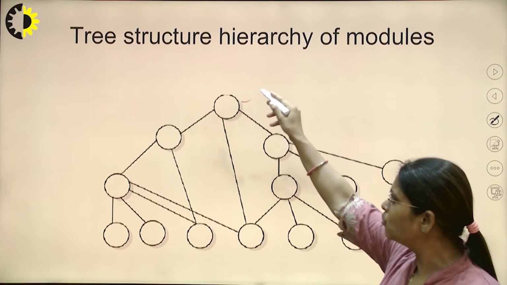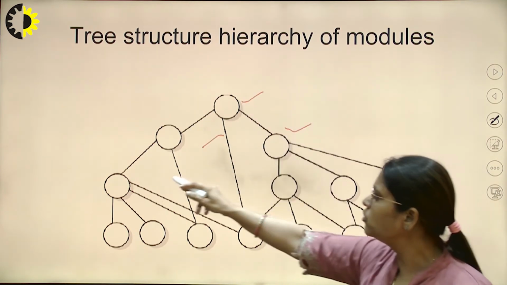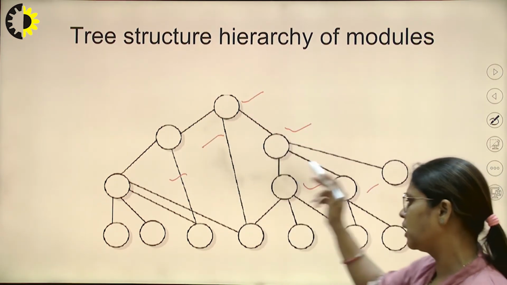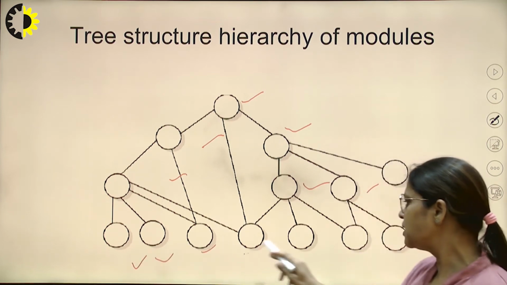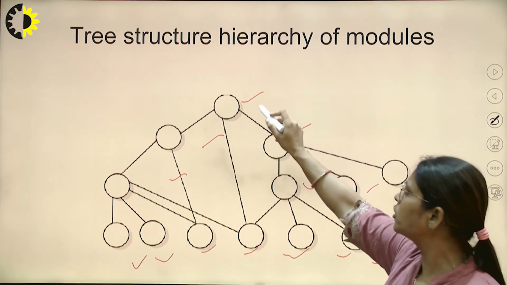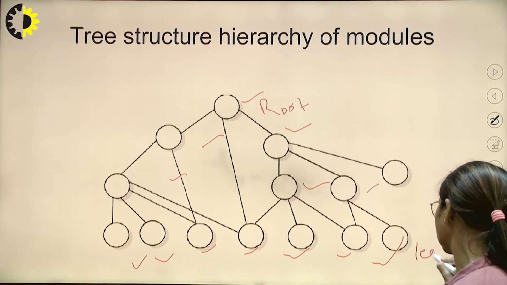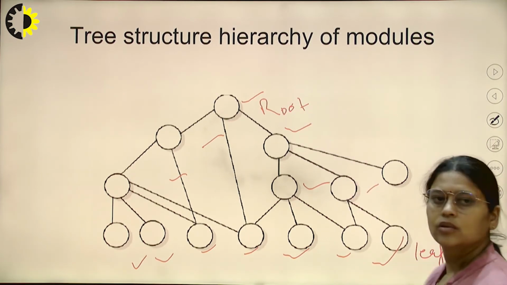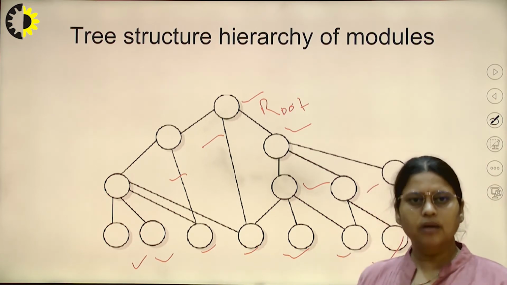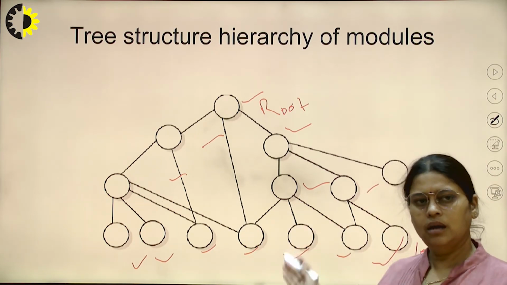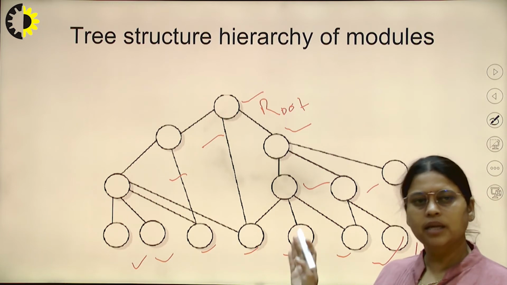This is your main module. These are some sub modules. Again, they are sub modules, and again they are sub modules. We can say this is the root module and these are the leaf modules. So, we have to decompose the whole software in a tree-like structure, as shown here.